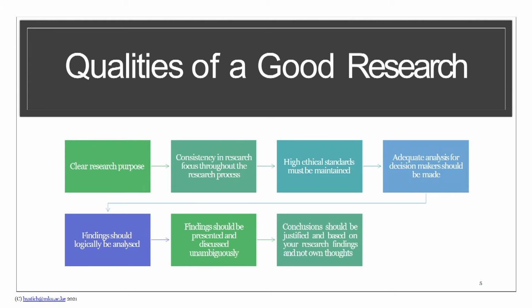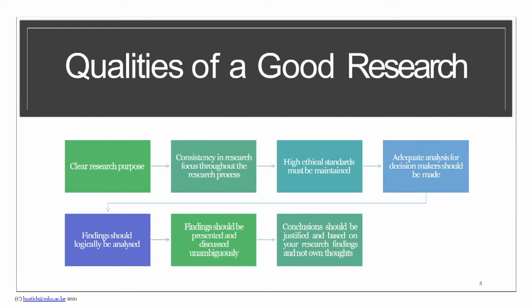Last but not least, on the subject of the qualities of good research, your findings should always be presented and discussed unambiguously. I always insist that it is important to present your findings objectively. If you have 3, 4, 5 objectives, then why not discuss those findings in that particular order? Because, one, you will be logical and systematic.